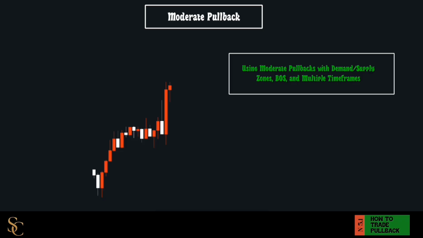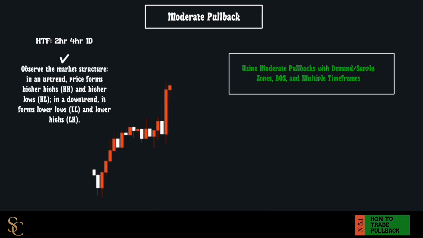Begin by identifying the trend on a higher timeframe, HTF, such as the 4H or daily chart. Observe the market structure. In an uptrend, price forms higher highs, HH, and higher lows, HL. In a downtrend, it forms lower lows, LL, and lower highs, LH. Only consider trades that align with the main trend to maintain consistency in your plan.